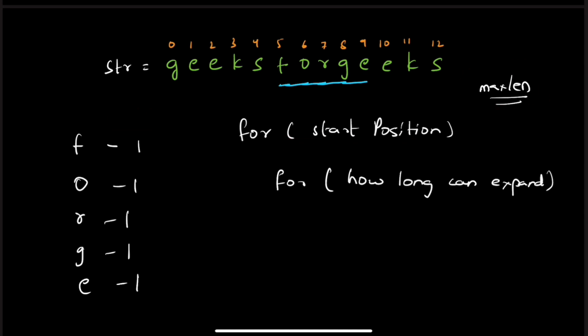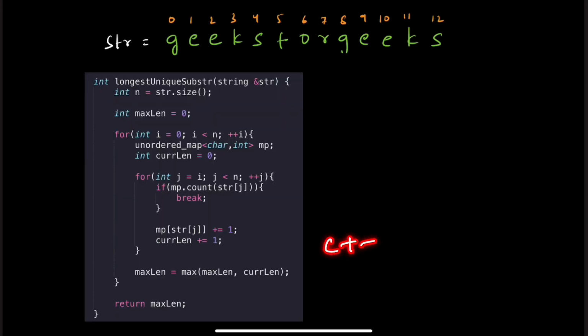Okay. So I hope you guys understood the intuition behind the brute force approach, why we use hashmap and why we are using two nested for loops, right? So now let's see the code. Here's the code in C++, although the logic remains the same. The function name is longest unique substring and a string is passed to us. Firstly, I have taken the string size and stored it in n, okay?